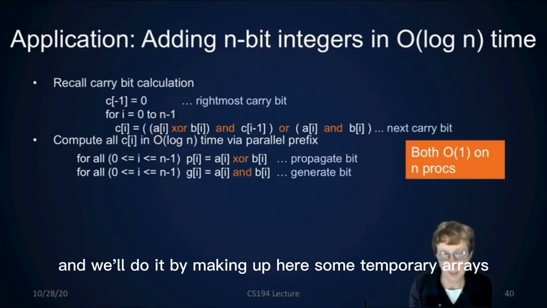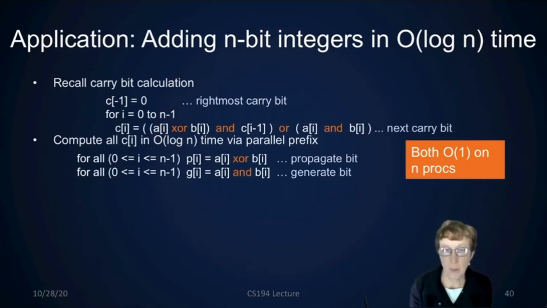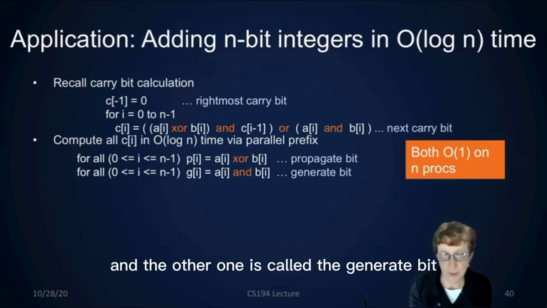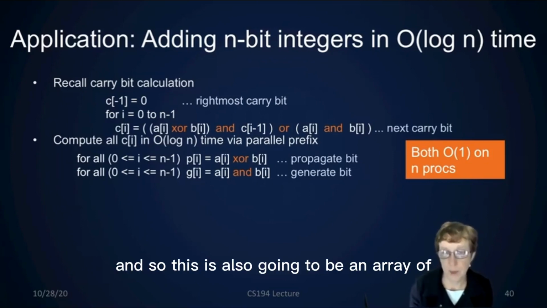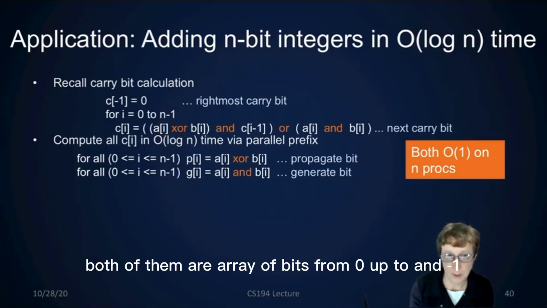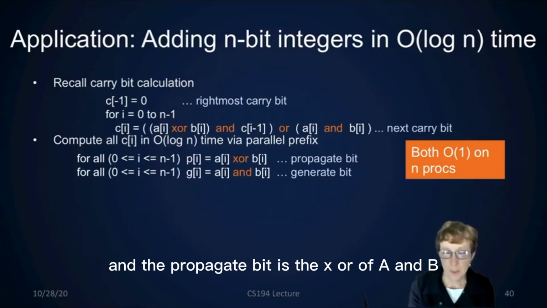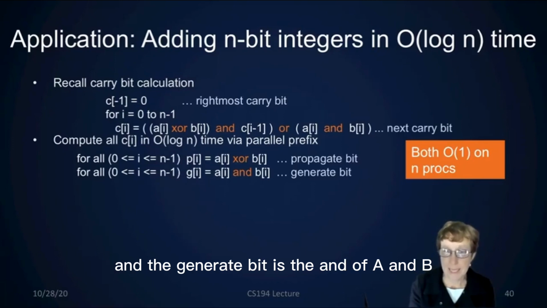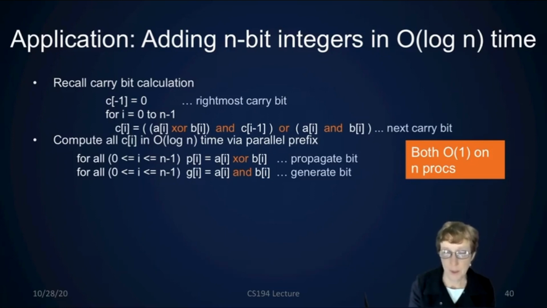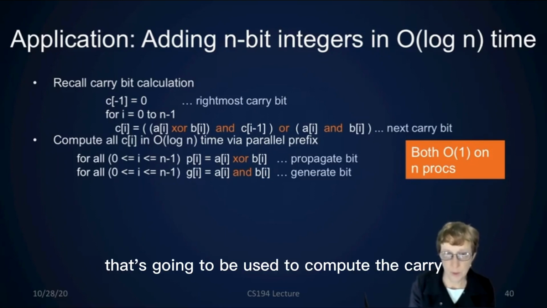And we'll do it by making up some temporary arrays. One is called the propagate bit, and the other one is called the generate bit. Both of them are arrays of bits from 0 up to n minus 1. The propagate bit is the XOR of A and B, and the generate bit is the AND of A and B. So that's going to be used to compute the carry, right?